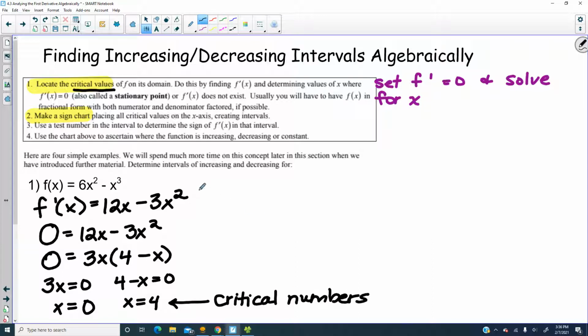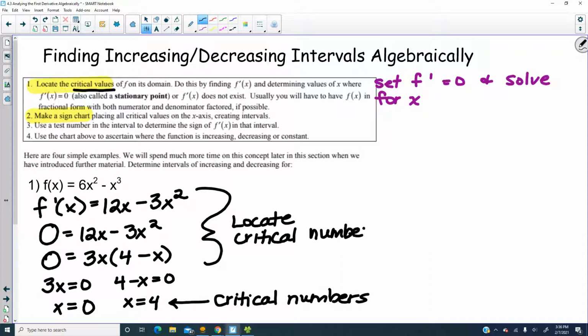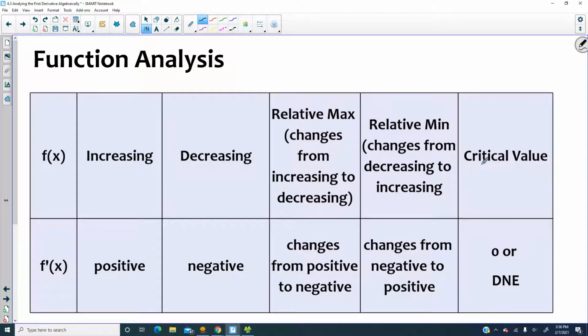All right, so all of this right here is how we locate critical numbers algebraically. Find the derivative, set it equal to 0, and solve. Because critical values or critical numbers are where the derivative equals 0 or it doesn't exist.